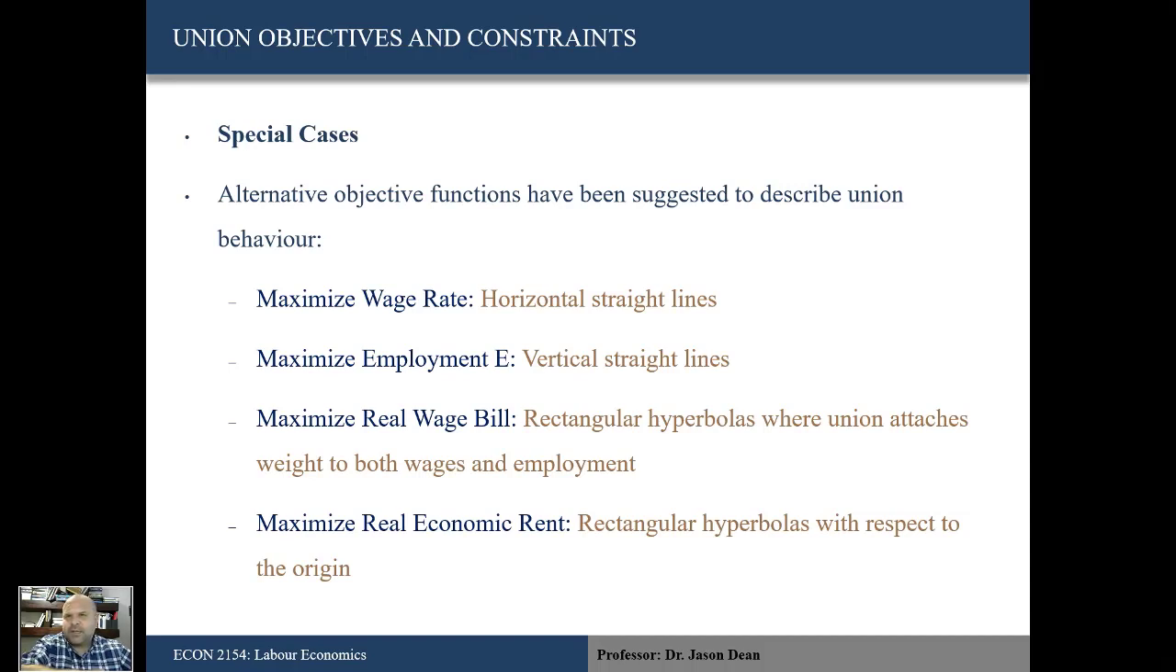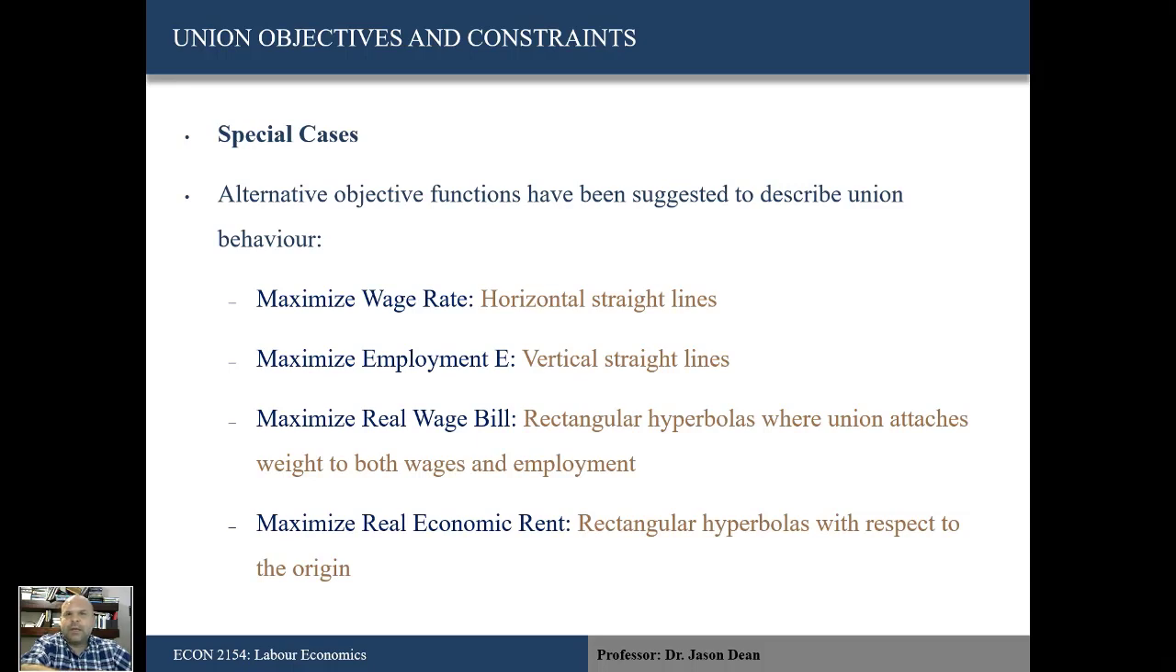So the other special case is to maximize the real economic rent. Economic rent would be the difference between the union wage and the alternative wage. This setup is analogous to the profit maximization of a monopolist. The alternative wage is the opportunity cost for all of the members. So economic rent is analogous to total revenue, which is the wage times the employment, that would be the total income for the members, minus the total cost. Here the total cost is the opportunity cost, so it would be the alternative wage times the level of employment.